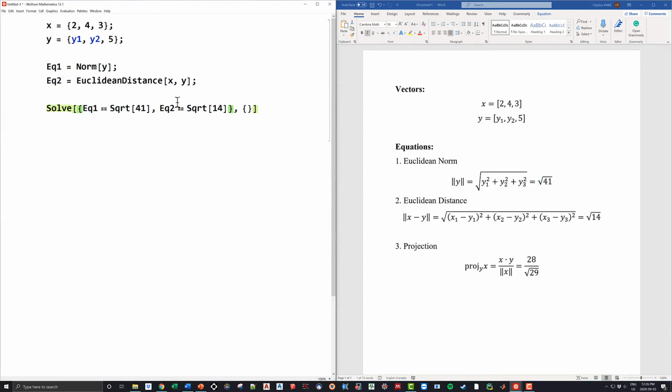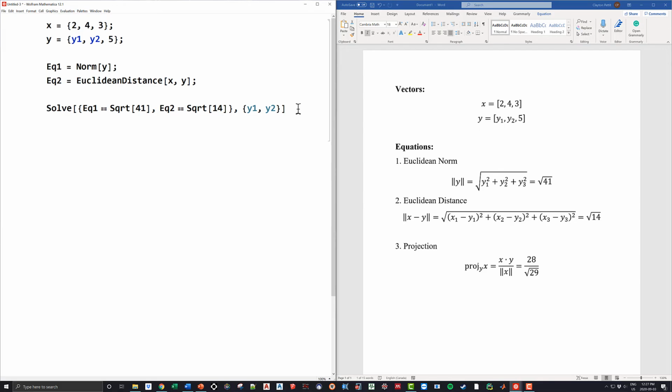And I went, okay, there's a second equation, so I went comma, equation 2 is equal to the square root of 14, and since equation 2 is the Euclidean distance of x and y, that's the exact same as inputting this right here. Now, the last thing we're going to have to input in the second squiggle bracket is the parameters that we're trying to solve for. As you guys know, we're trying to solve for y1 and y2. So all I have to do is put y1, y2, and we're good to go. What Mathematica now realizes is that we have two equations and we're solving two unknowns. We're good to go.